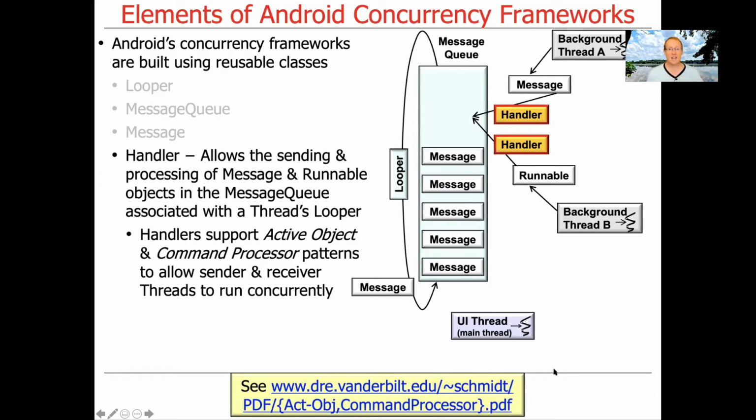As we'll see, and this probably won't happen today, but it'll probably happen next time, handlers support the active object pattern as well as the command processor pattern. These patterns are used to allow sender and receiver threads to run concurrently. And you'll see that active object and command processor are very important patterns that are implemented in Android.